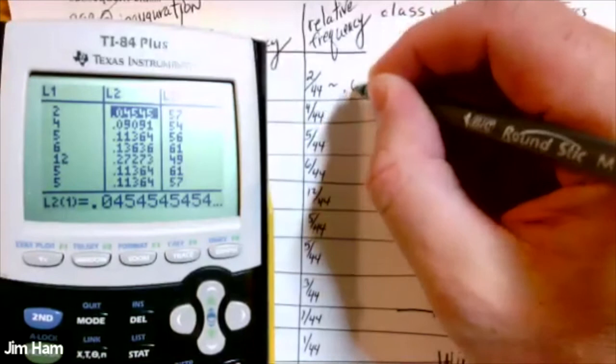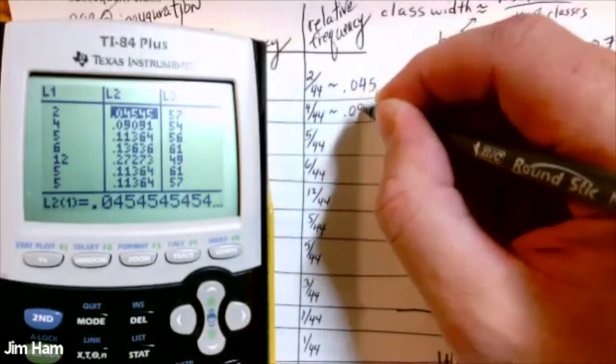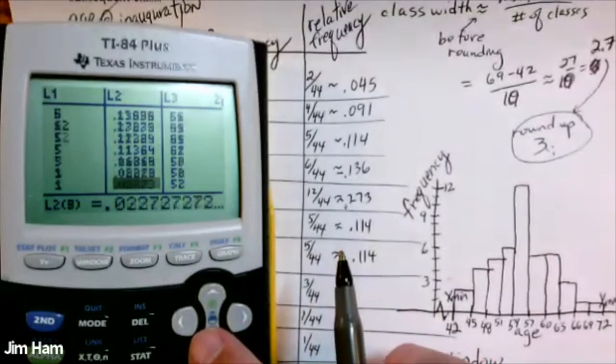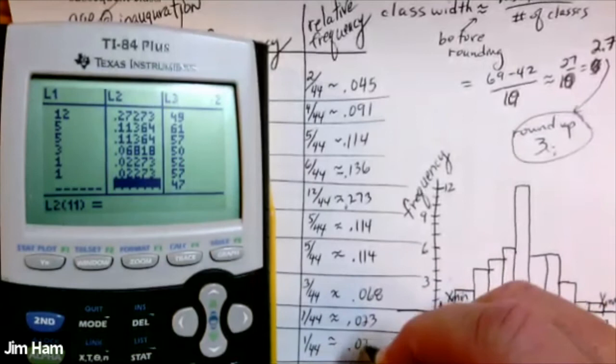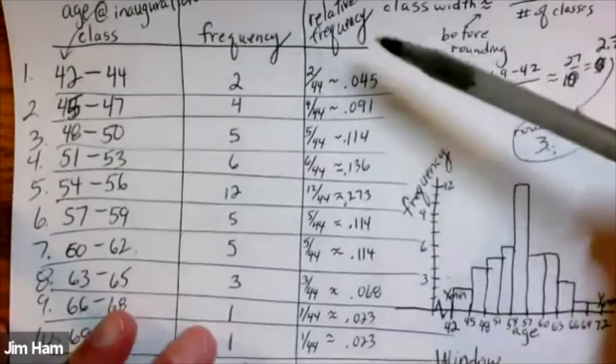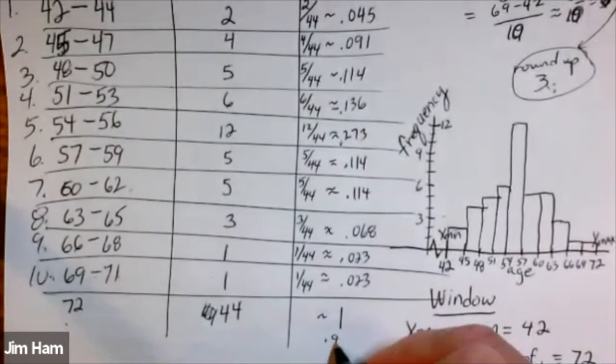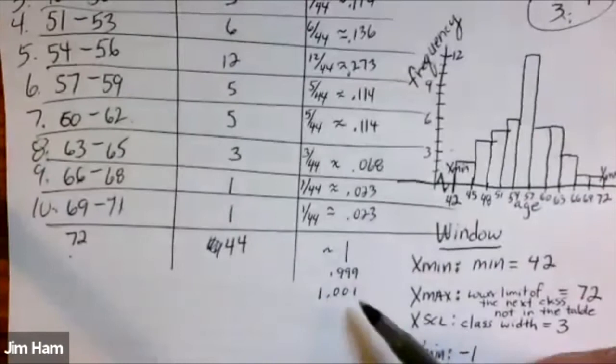0.045, I'm just going to round these to 3 decimal places. 0.091, 0.114, 0.136, 0.273. The 5s are 0.114. And then scrolling down further, 0.068, 0.023, and another 0.023. Now, because we've rounded these numbers, when you add them all together, you might have some rounding errors. So theoretically, those numbers should all add up to 1, but you might get something like 0.999, or you might get something like 1.001. There might be some rounding error. That doesn't mean you made a mistake.